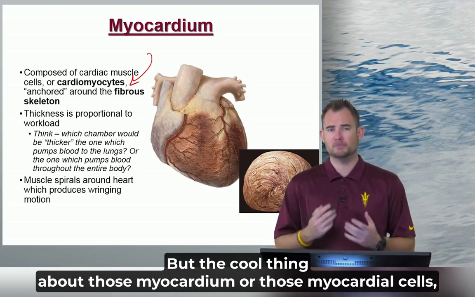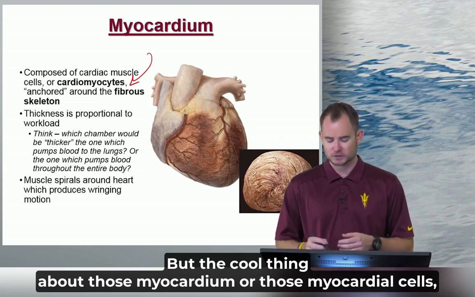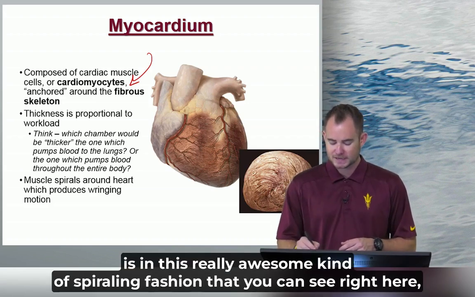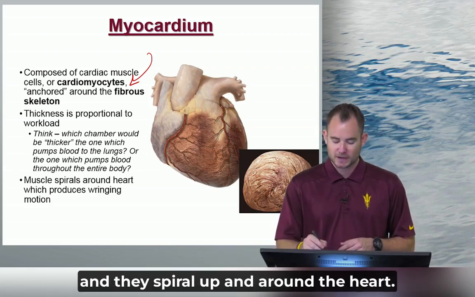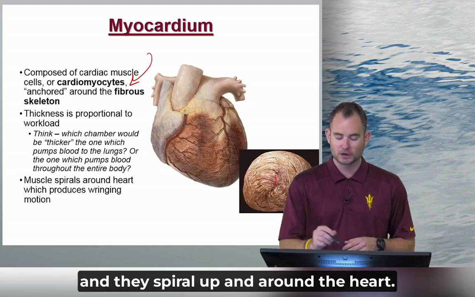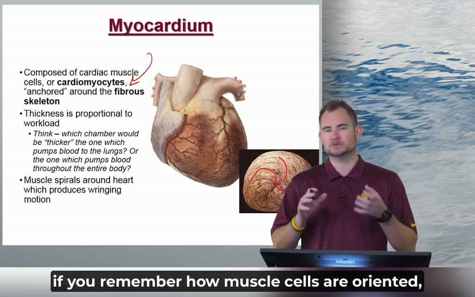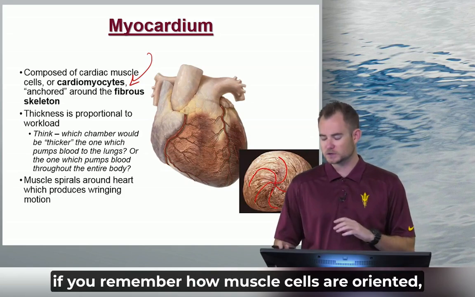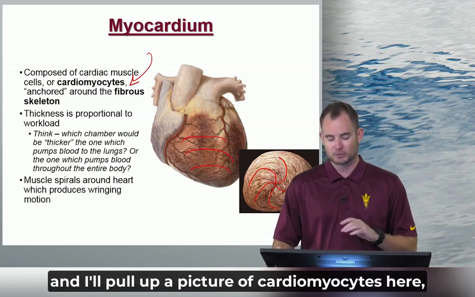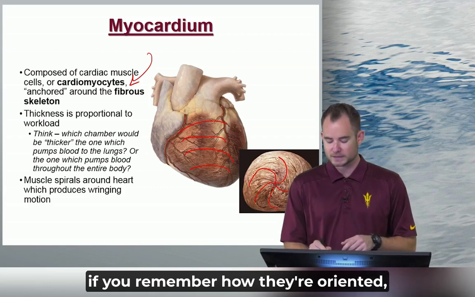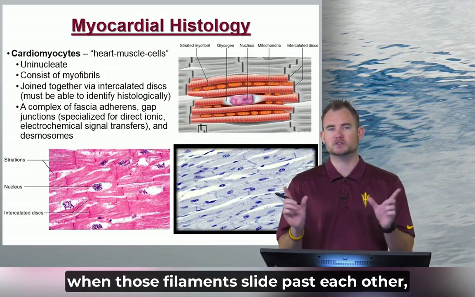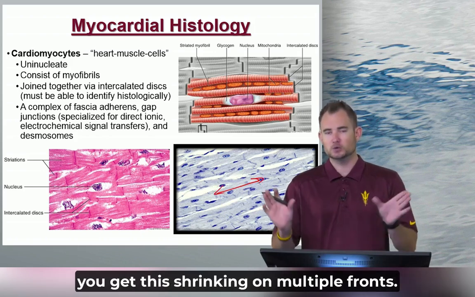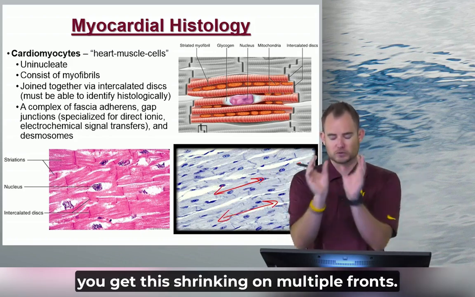But the cool thing about those myocardium, or those myocardial cells, is the way they're oriented in this really awesome spiraling fashion that you can see right here, and they spiral up and around the heart. And what this does is, if you remember how muscle cells are oriented, and I'll pull up a picture of cardiomyocytes here, if you remember how they're oriented in this sort of back-to-back fashion, so that when they contract, when those filaments slide past each other, you get this shrinking on multiple fronts.